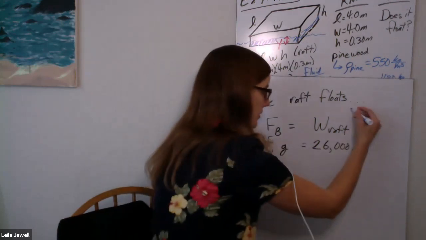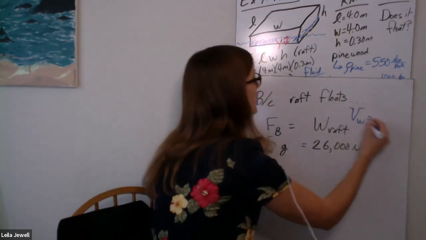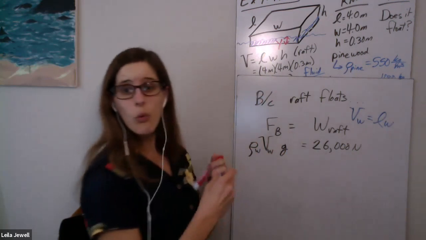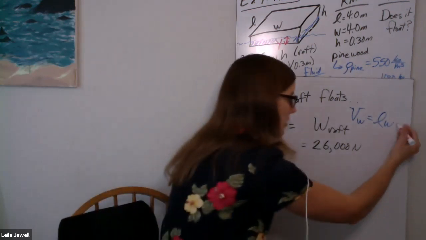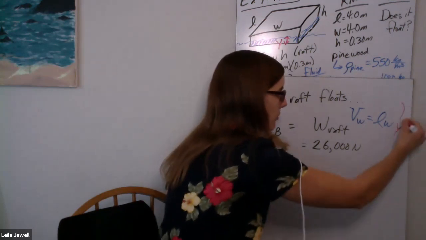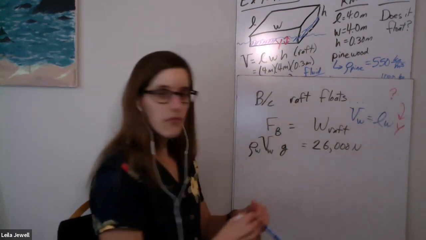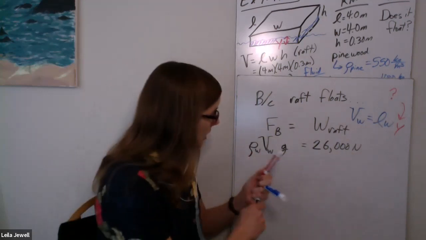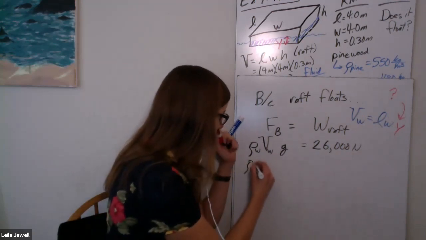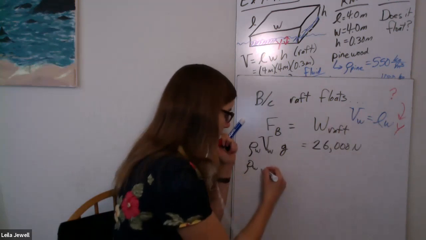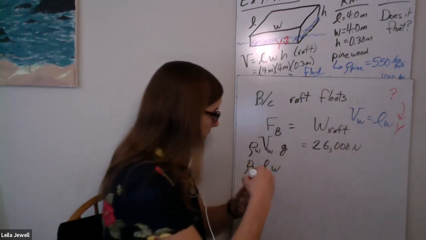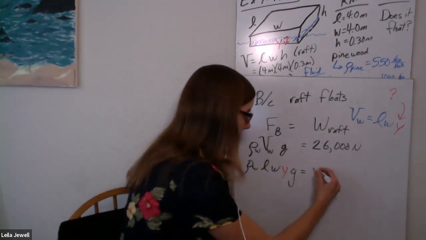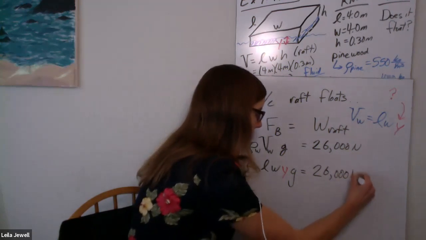So that V_W is equal to length times width still, the dimensions we already had, but now it's times y instead of times h. And we don't know what y is. That's something we want to try to figure out. So this means we could fill into this table my density of water times my length times width times y, which is what we're solving for, how much it's submerged, times g, and that's equal to the weight of the raft, 26,000 newtons.